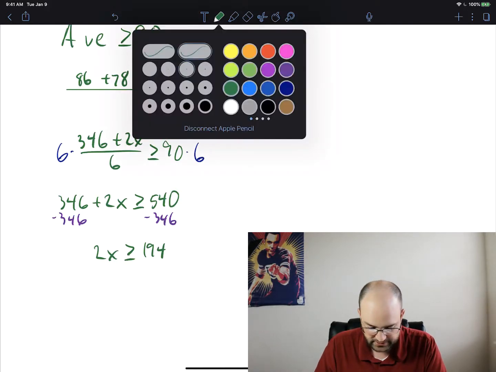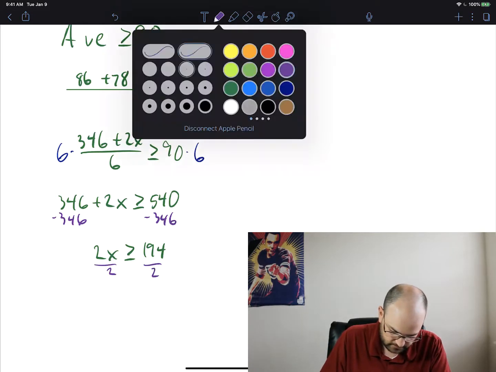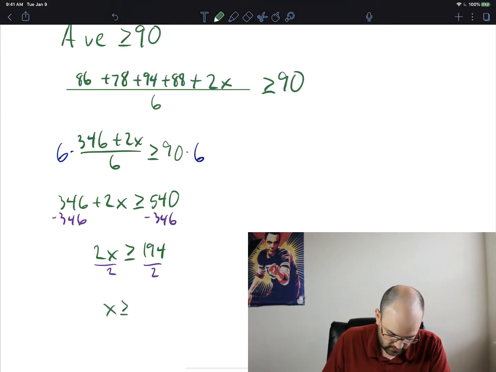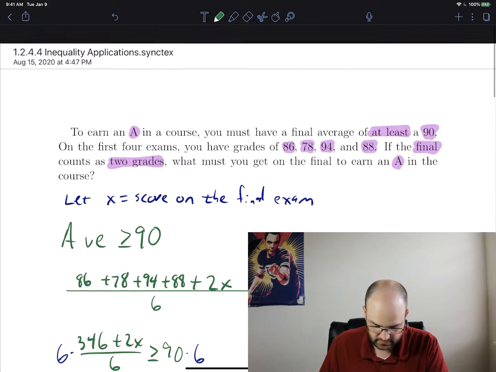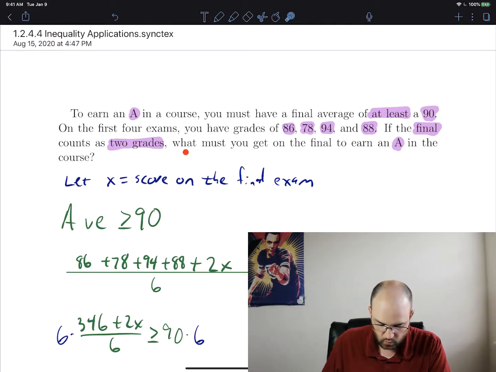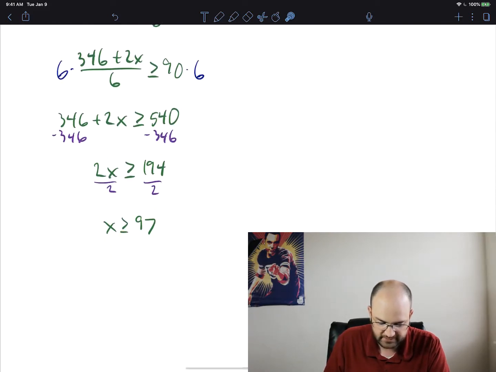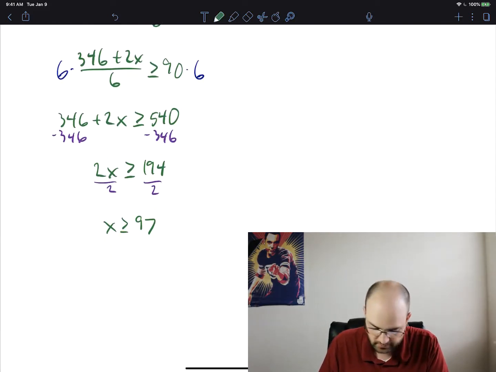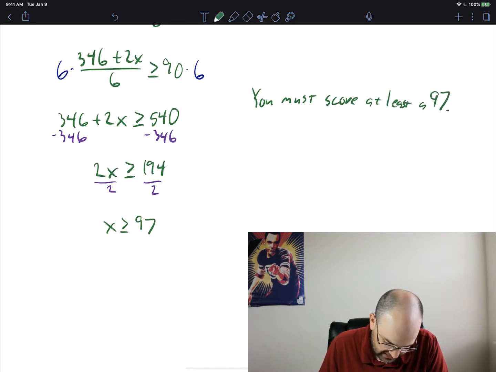And of course, just divide by 2. So we have x is greater than or equal to 97. And let's read this again. What must you get on the final to earn an A in the course? X is the score on the final exam. We said x is greater than or equal to 97. So for our answer here, you must score at least a 97.